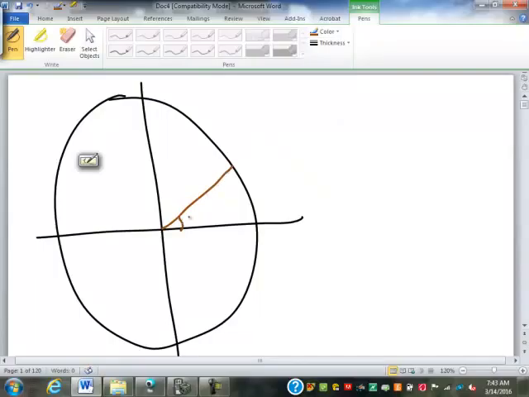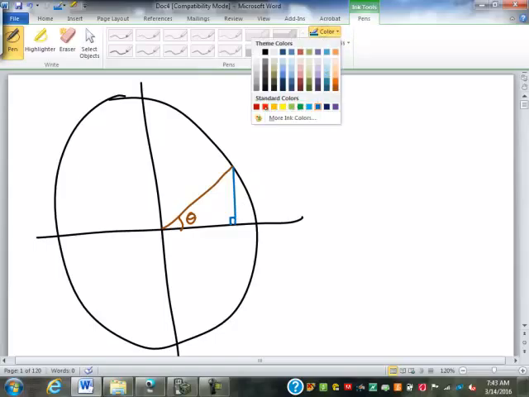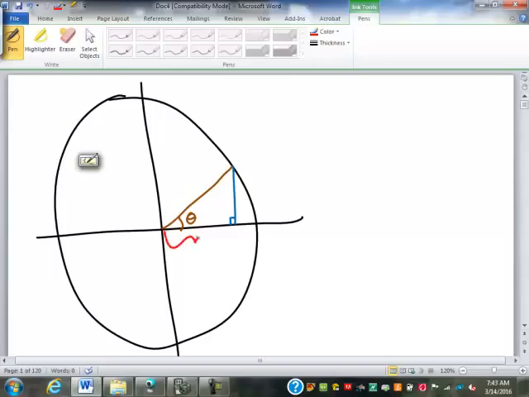So if that's my angle right there, I'm going to call that theta. What's this dimension right here? Sine. Sine of theta. Very good. What's this dimension right here? No. That is the cosine. That's the adjacent side.